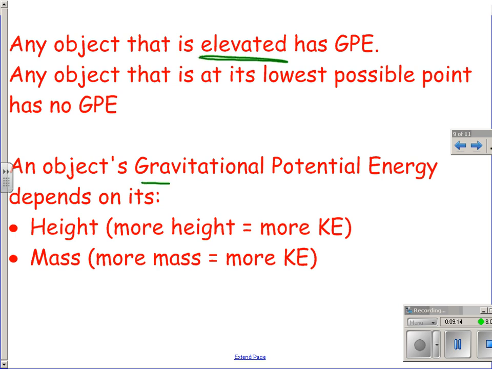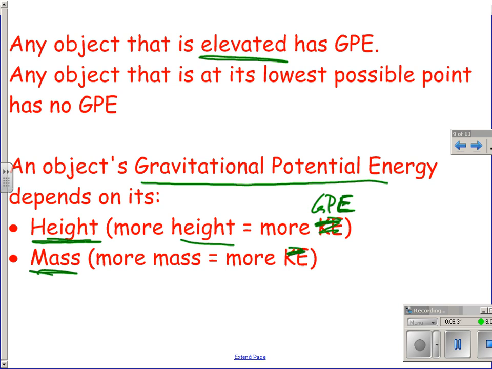Now, an object's gravitational potential energy depends on two things. It depends on the height of the object, how high it's elevated, how high up it is. And the higher it is, the more GPE it's going to have. Sorry, that's a typo there. And then similarly, the mass is also going to affect the GPE that it has. Okay, so the higher up it is and the more mass it has, the more GPE it has.